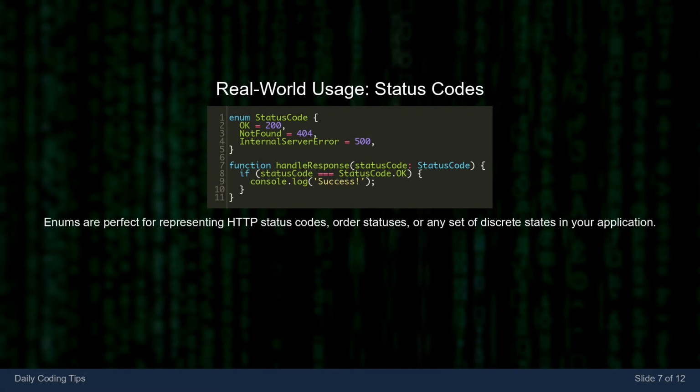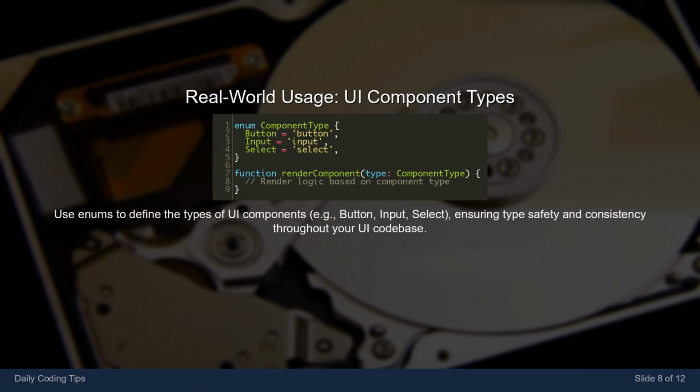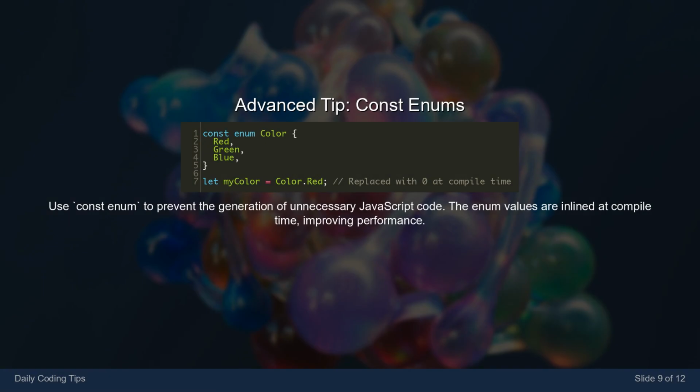Enums are perfect for representing HTTP status codes, order statuses, or any set of discrete states in your application. Use enums to define the types of UI components, such as button, input, select, ensuring type safety and consistency throughout your UI codebase. Use const enum to prevent the generation of unnecessary JavaScript code, improving performance.